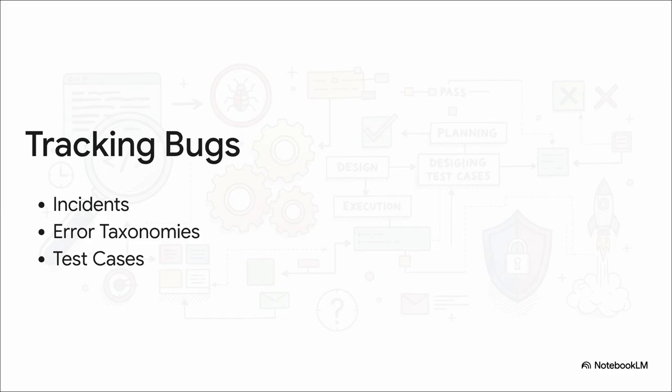And to study these incidents, developers categorize them into taxonomies, which is basically deciding if it's a UI issue, a security flaw, or a database error. But how do we stop them from happening in the first place?